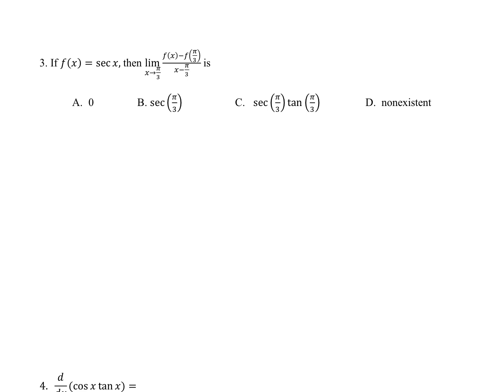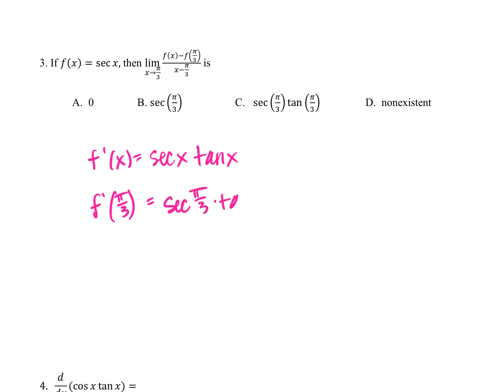Secant tangent. Yep, we're going to be flipping over to that chart for a while, and that's okay. So f prime of x is just secant x tangent of x. Where do you think they want the derivative in this case? Pi over 3. Yeah, that x value right there. They want it at pi over 3. So then we'd say secant at pi over 3 times the tangent at pi over 3.